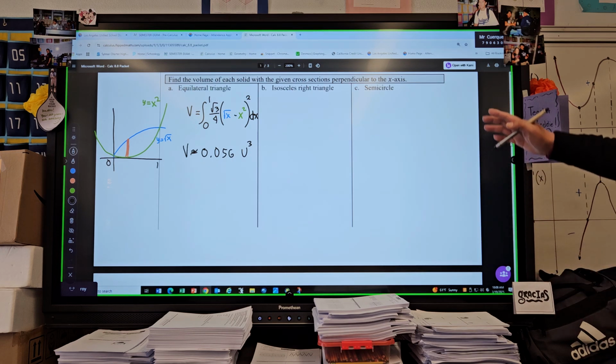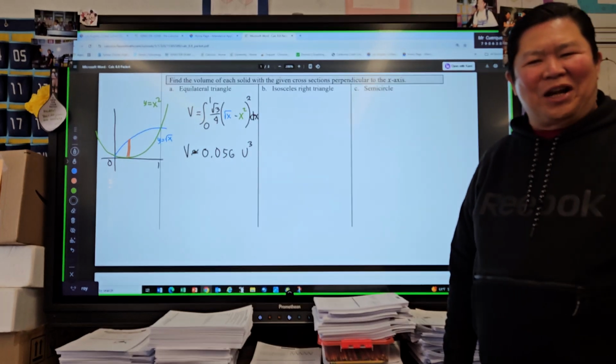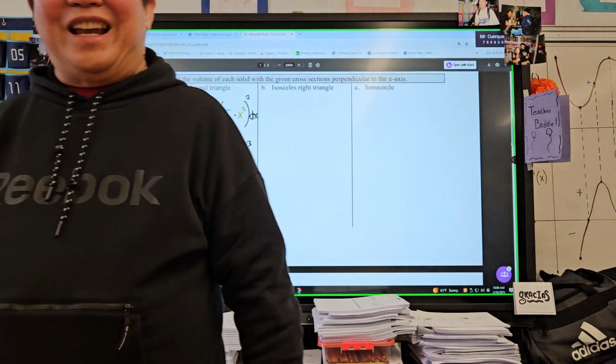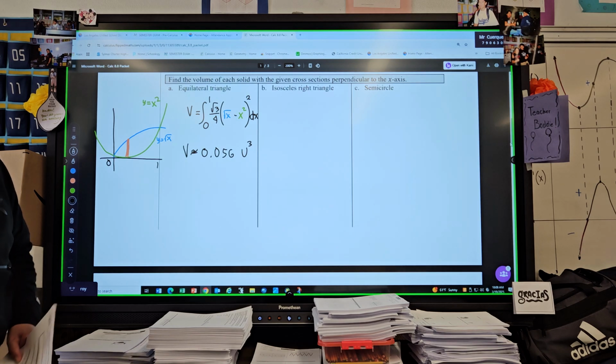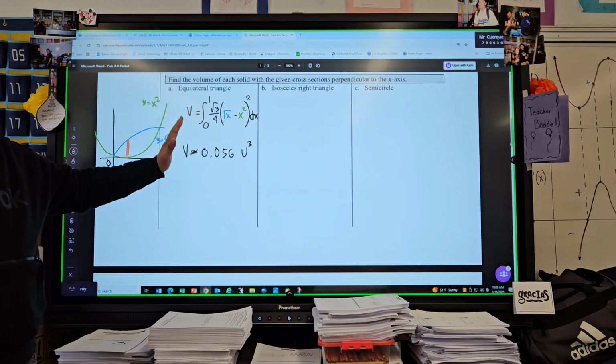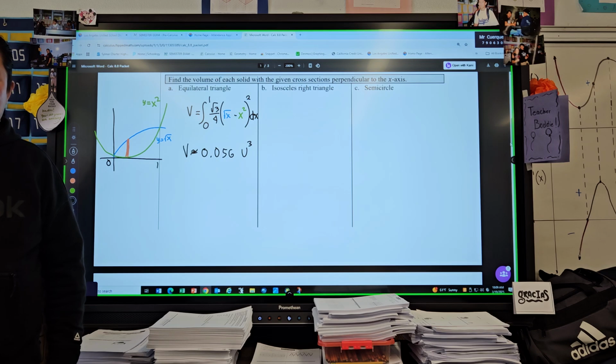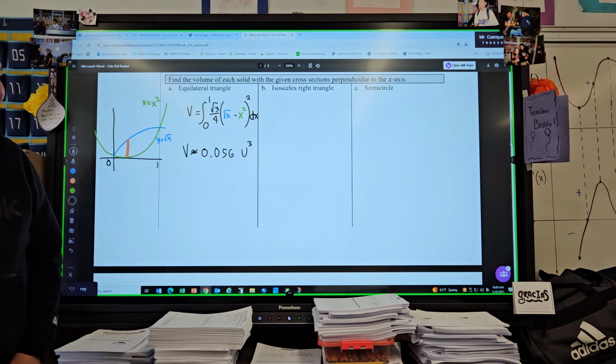Any other answer aside from that one? No other answer? Okay, thank you. As I said, we don't care to solve for the exact volume. What we are after is to set up the integration, right? Set up the integrals.